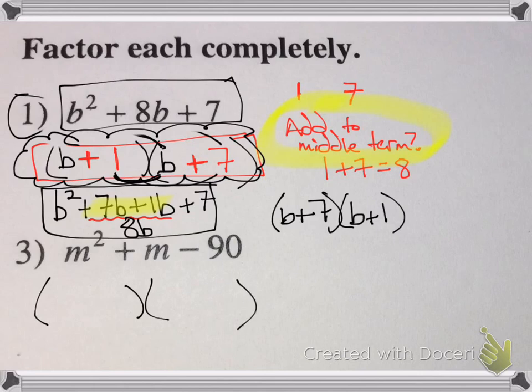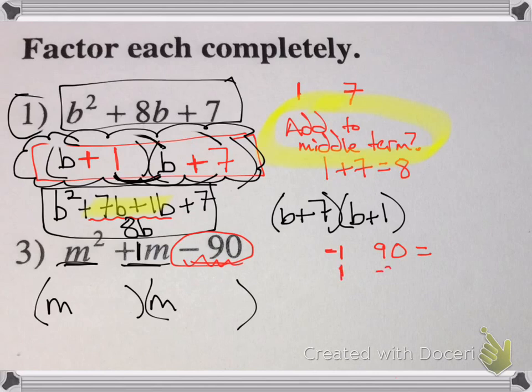We're going to create 2 sets of parentheses again. We're going to have m times m will give us this m squared. Okay, next we need to think of the factors. We're going to skip this positive 1n. We're going to think of what are the factors of negative 90. What times what equals negative 90? So again, you can just start out with 1. 1 times 90, but one of these has to be negative because they're going to multiply to give us a negative. So if we put the negative there, those multiply to give us negative 90. Okay. Also positive 1 and negative 90.